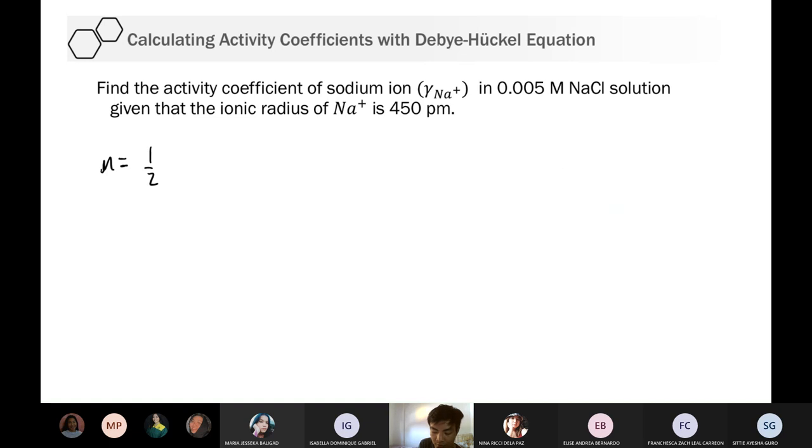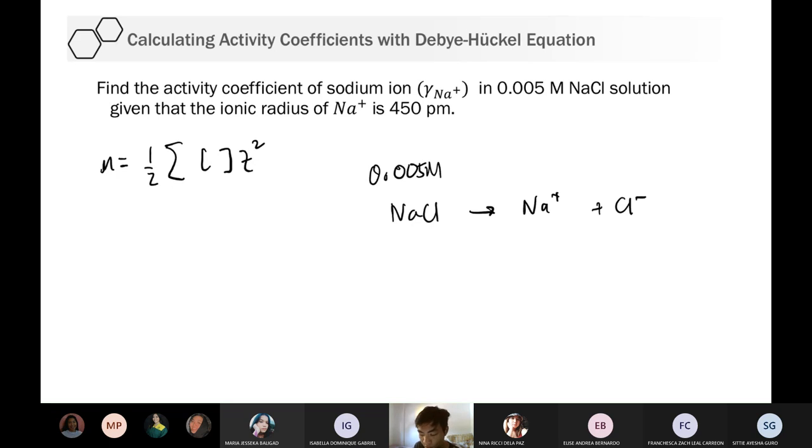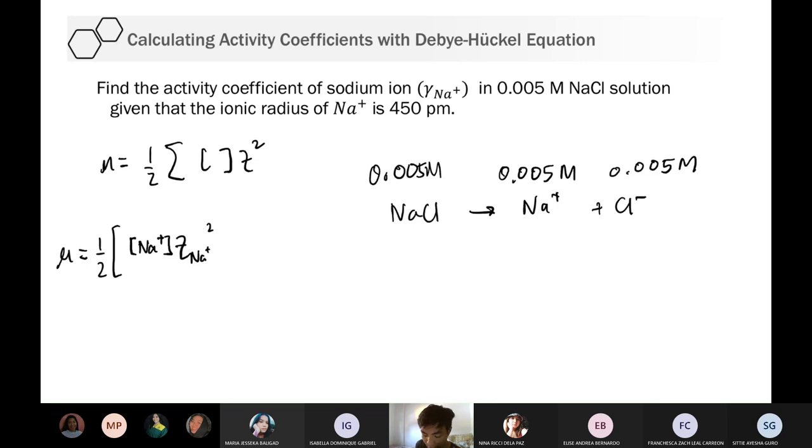So, again, mu is 1/2 the sum of the concentration and the charge squared. No. So we have 0.005 molar NaCl. It will dissociate into Na plus and Cl minus. So what will be the concentrations of sodium and chloride ions? So 0.005 lang din because of stoichiometry. So, plug in natin yan sa equation for mu. Mu is 1/2 the concentration of sodium ion times its charge squared plus the concentration of chloride ions times the charge of chloride ions squared.